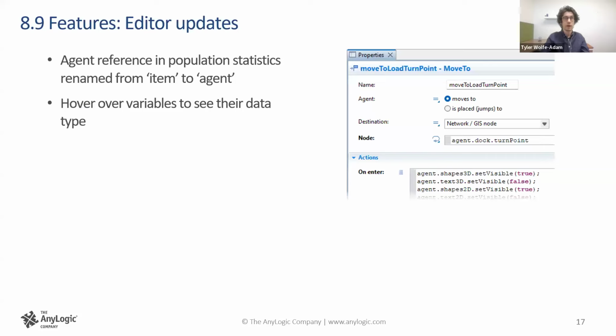Additionally, we can now hover over variables to see their data type. This is very useful if you're not familiar with the objects in a model and don't want to go digging around just to see the data type of it, or if it's one of your own models that you've forgotten about.